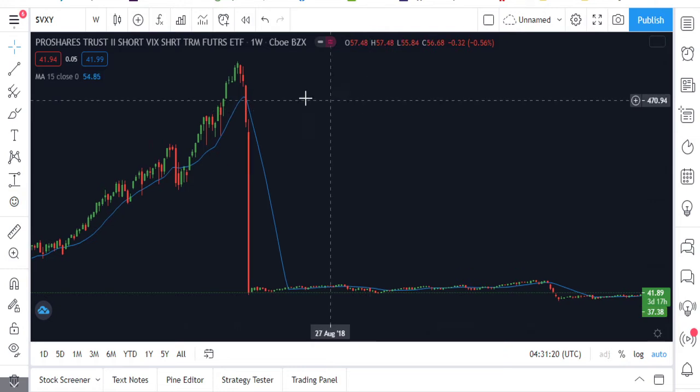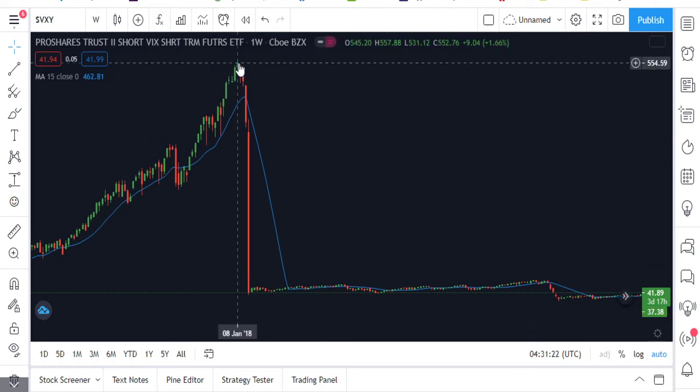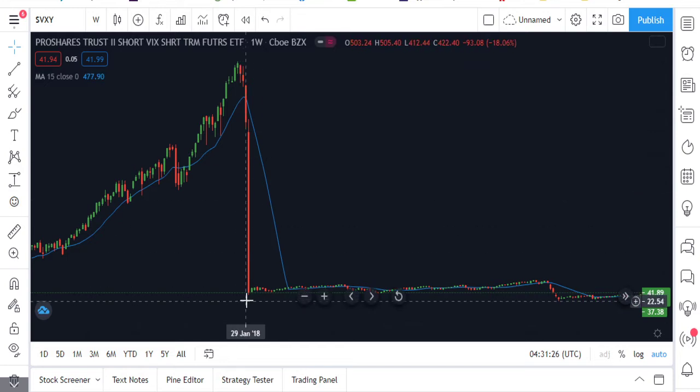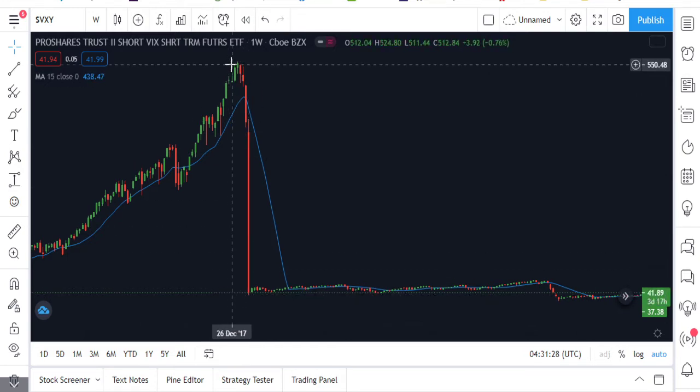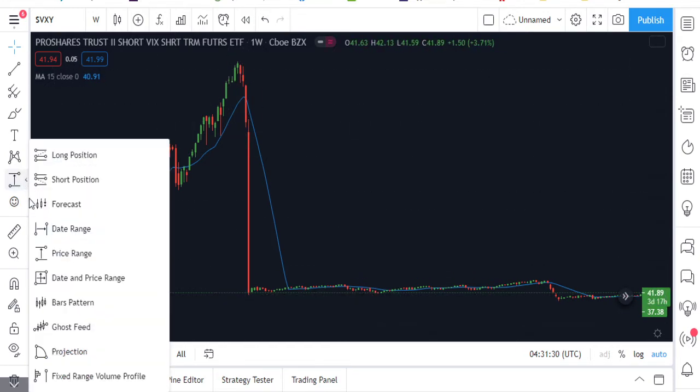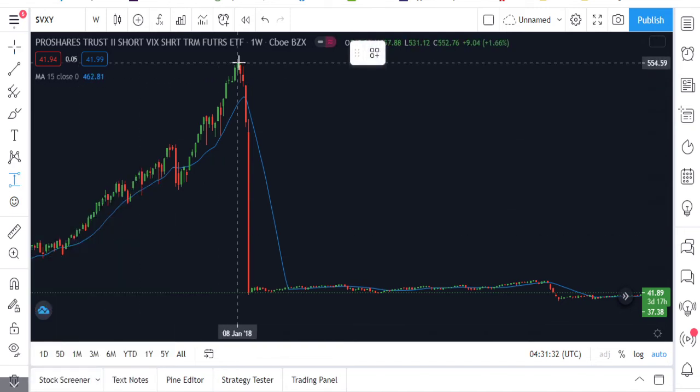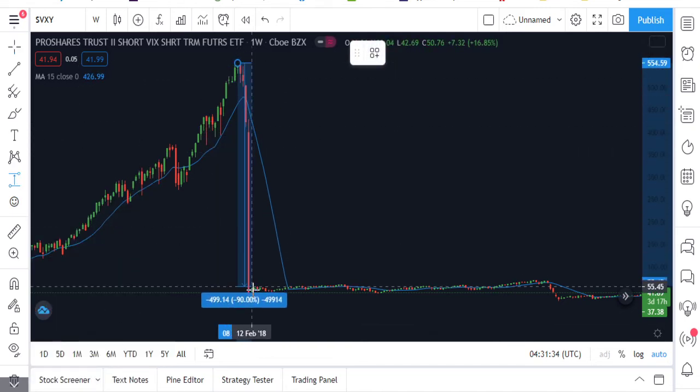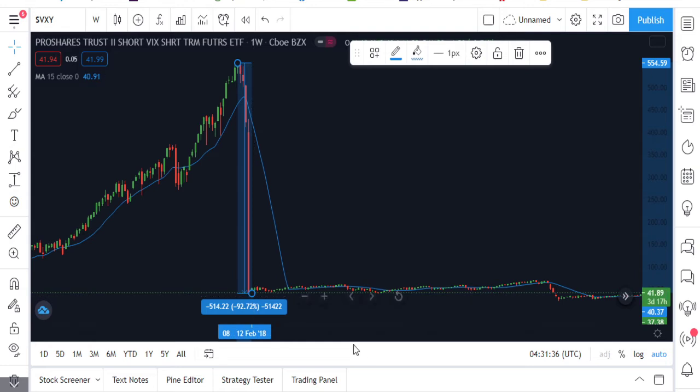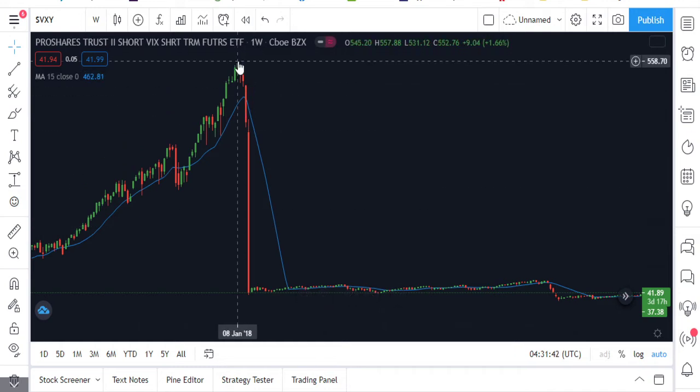So let's look at the weekly frame here. This is what, January 2018 when we had that flash crash. See how much it dropped. Imagine if we were to sell it. Let's see here, the price range. Minus 92. So if you were to short, you'd make 92% profit, I guess.